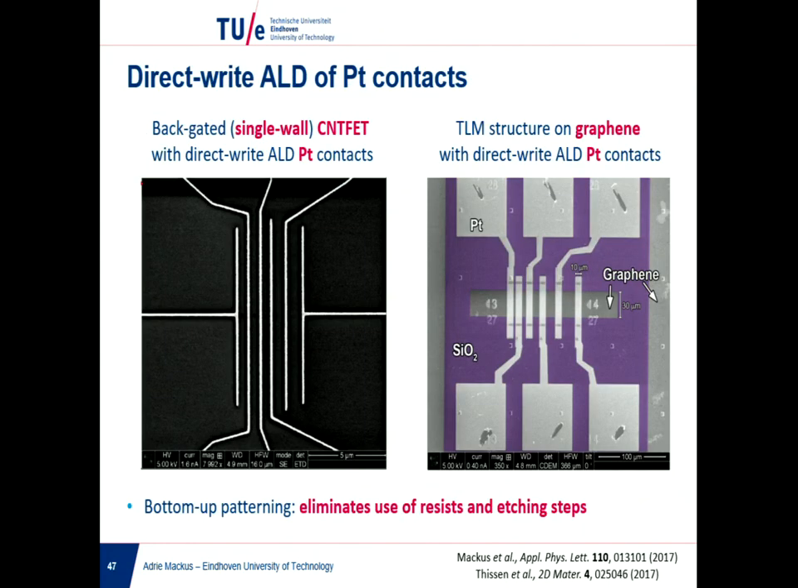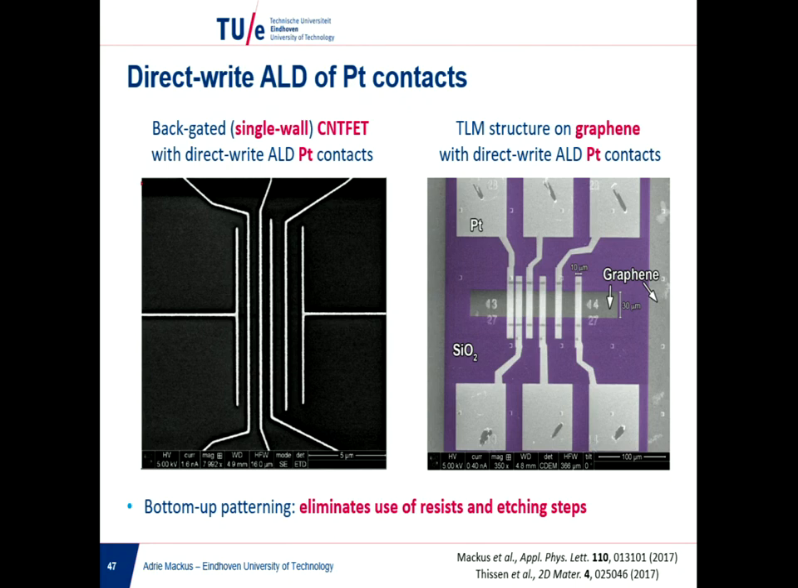So this is to show this approach works. This is a carbon nanotube field effect transistor. It's almost impossible to see the carbon nanotube here. But this is a graphene-based device. Here you see a strip of graphene with the electrical contacts on top of that. And the nice thing about these structures is that they were made without etching, without lift-off, even without using any resist films. So completely bottom-up.